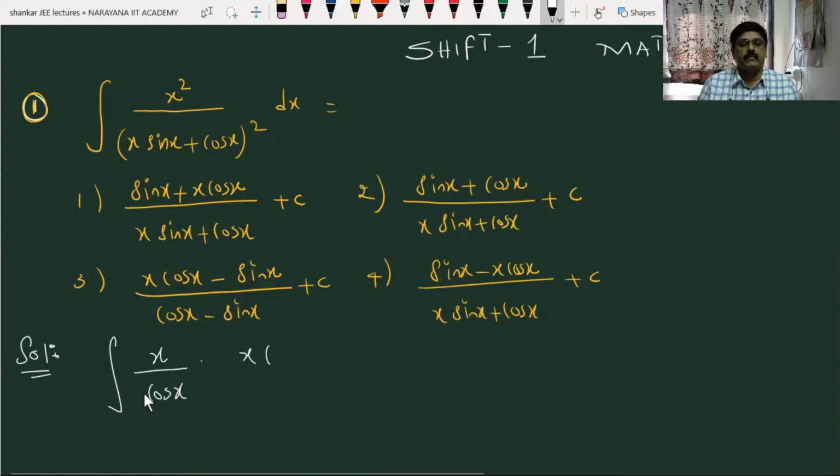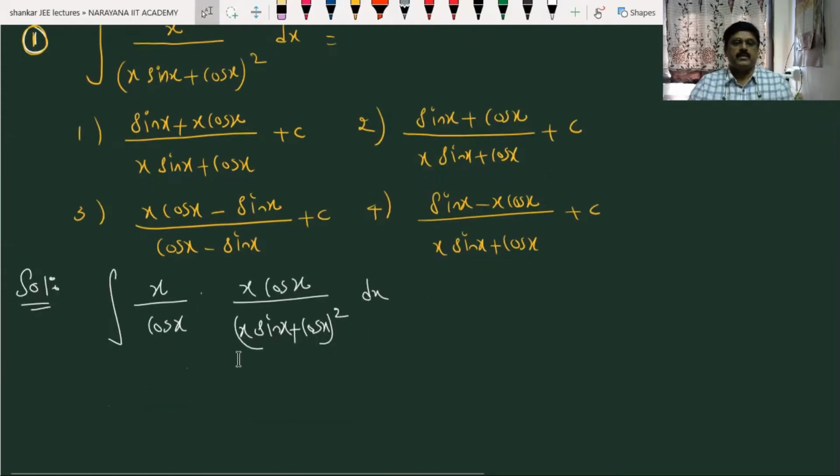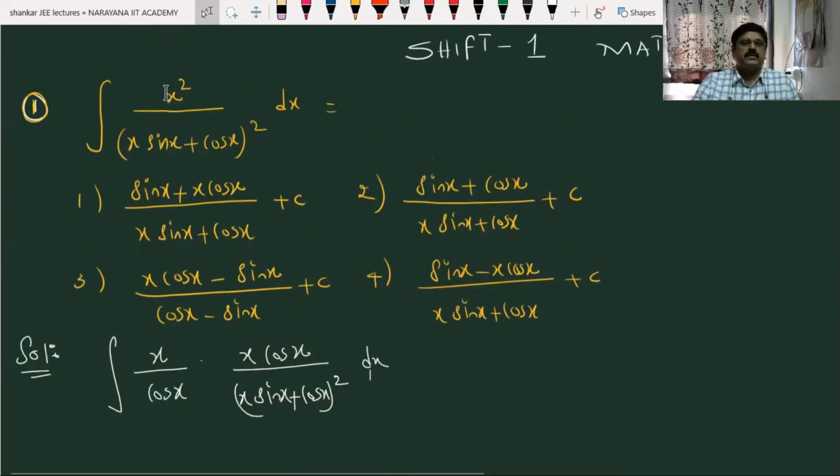Carefully, you see. Okay, students, what I have done is I have multiplied and divided by cos x. This x square I have written as x into x. This (x sin x plus cos x) whole square I have kept in the denominator of the second function. Now for me this is the first function and this is the second function. Why have I taken x cos x here?